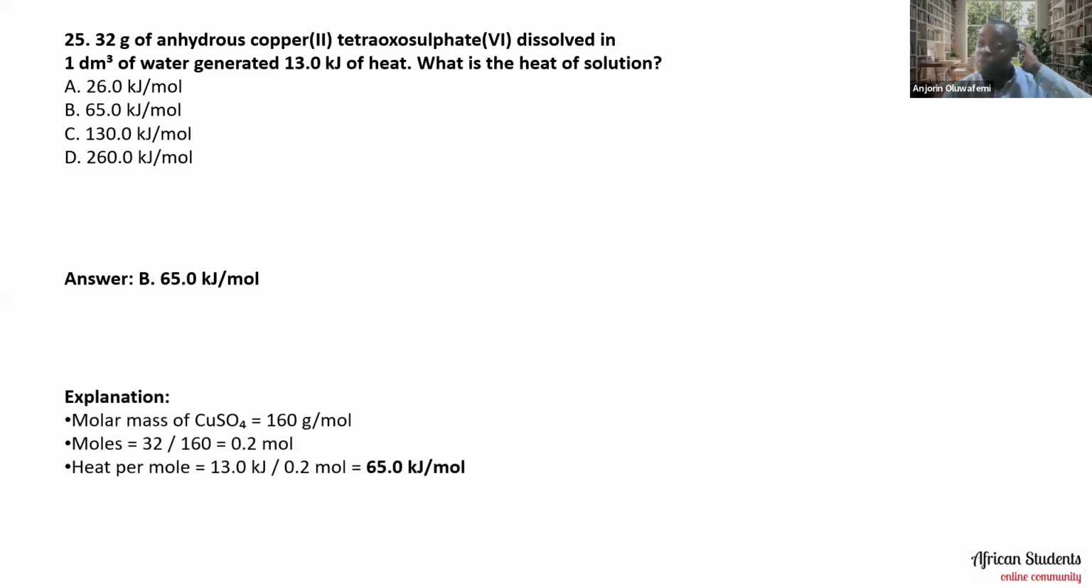And the reason is because the molar mass of copper sulfate is 160 grams per mole. The number of moles here is 32 divided by 160, which is 0.2 moles. Now, heat per mole equals 13.0 kilojoules divided by 0.2 moles. So that will give us 65 kilojoules per mole. Okay.